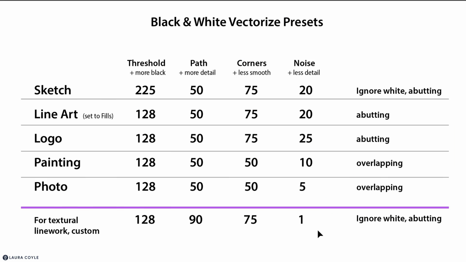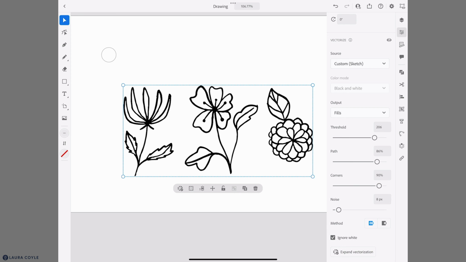So let's go back over to the iPad here. And what I'm going to do is just set these settings to match the custom setting that I showed you that was below the purple line. So I've got my color mode set to black and white. I've got the output set to fills. Now I'm going to move the threshold slider down to the middle. 125 or 128 is officially the middle.